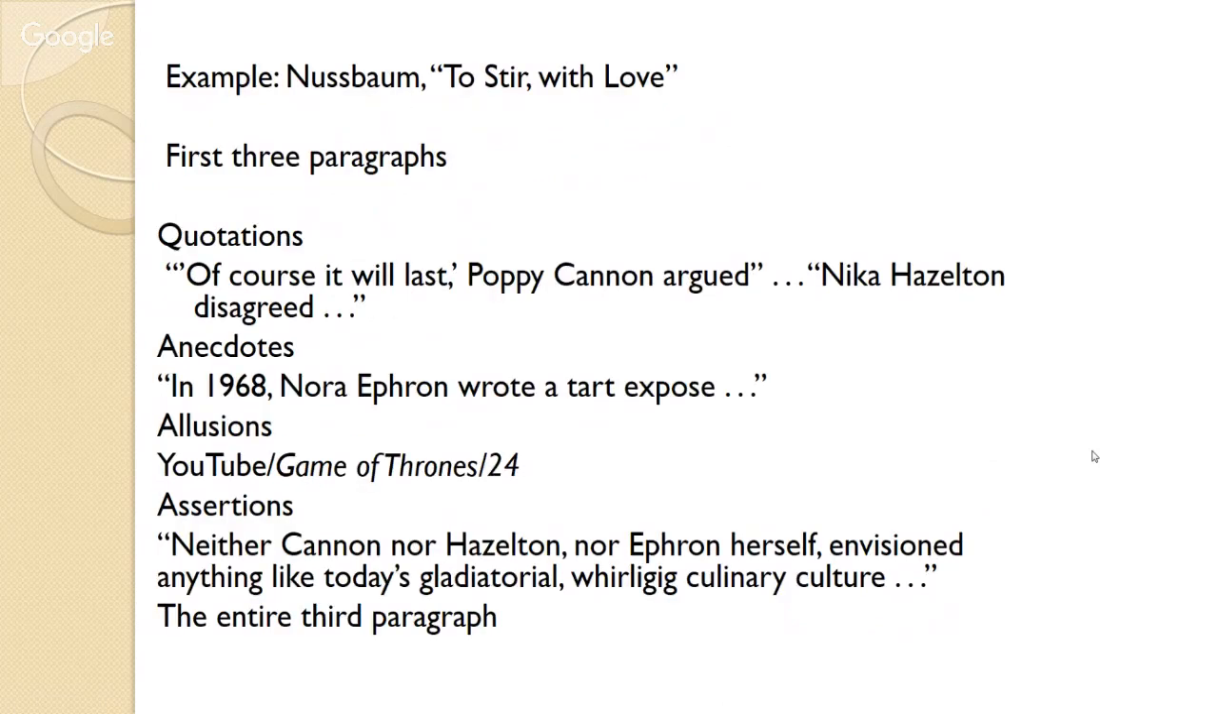To see some of these techniques being used, let's take a look at the article To Stir with Love by Emily Nussbaum. It's one of the required or assigned readings for the evaluation essay. And let's take a look at the introduction here. And notice that the introduction consists of the first 3 paragraphs.